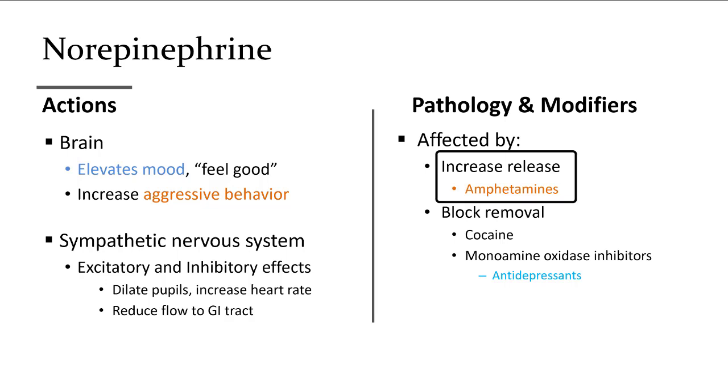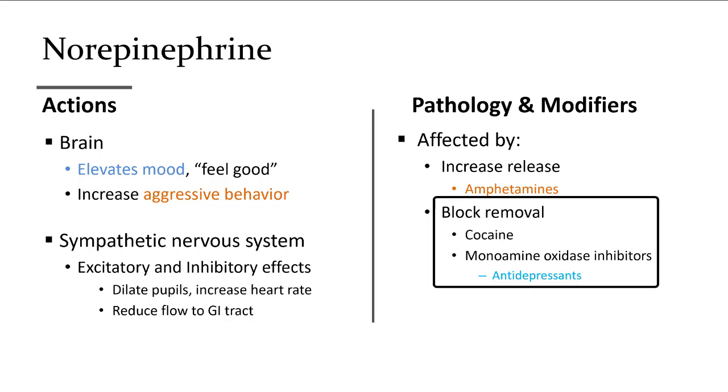Amphetamines will cause us to release more norepinephrine in the brain. What can block the removal and cause this neurotransmitter to stay in the cleft for longer, having longer action, would be something like cocaine or MAOIs, which are a type of antidepressant.